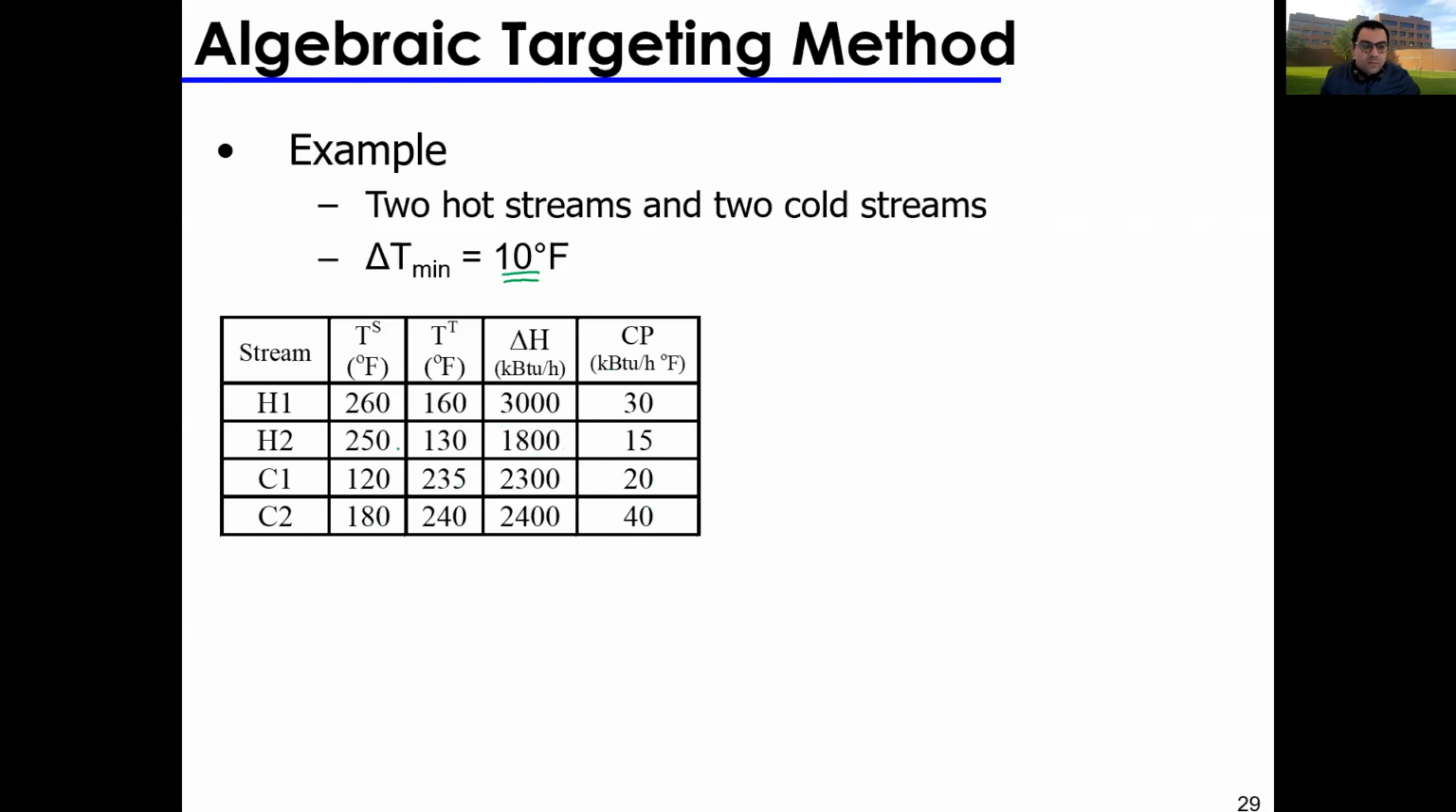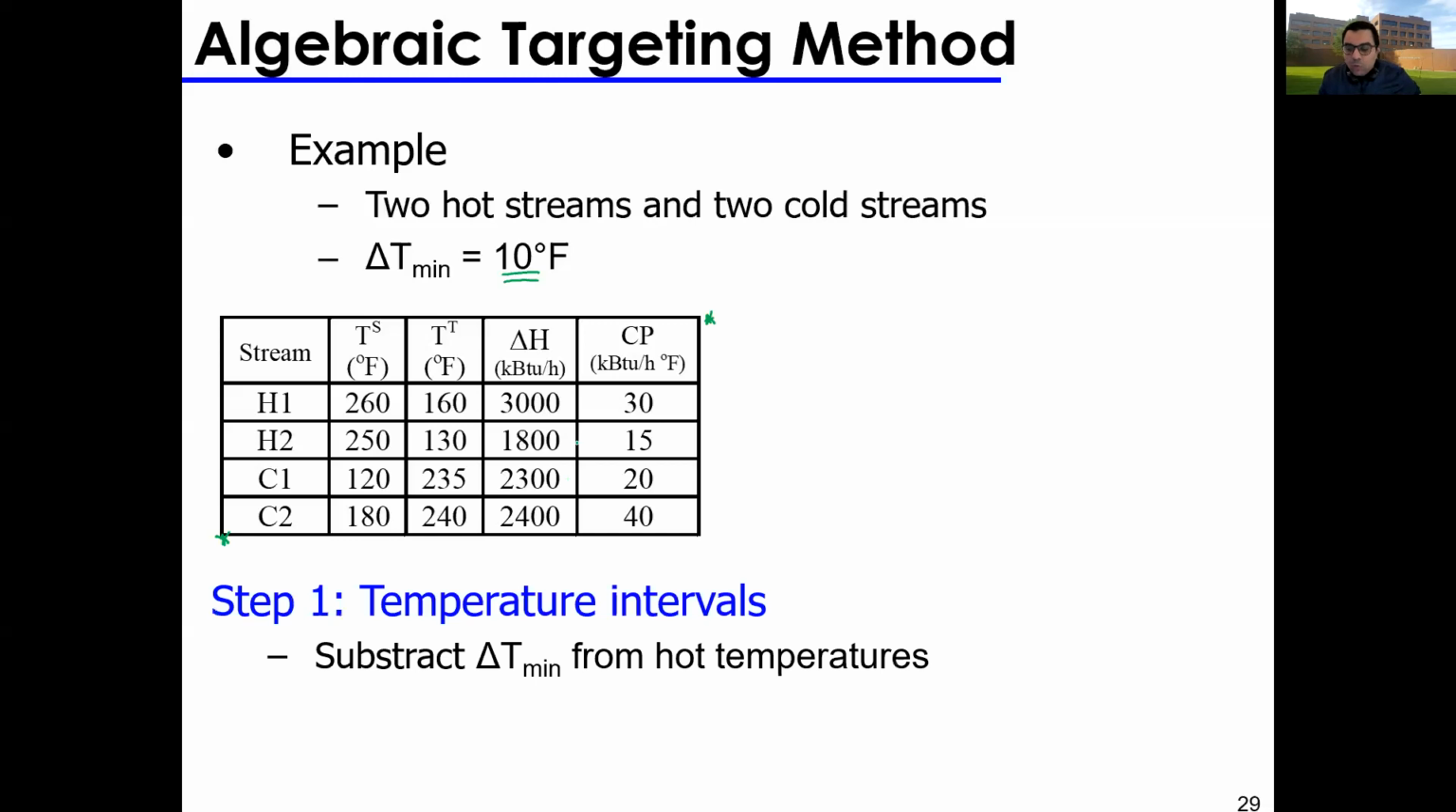And again, this part is the same whether you're doing graphical or algebraic. Don't start anything until you have this table, right? If something is missing, you can't really move forward. So I have this table. What's step 1 in the algebraic targeting method? Step 1, always subtract delta T minimum from the hot temperatures, okay? Step 1 always applies. Subtract delta T minimum from the hot temperatures, okay? Learn these steps, very important. This is what I'm gonna do.